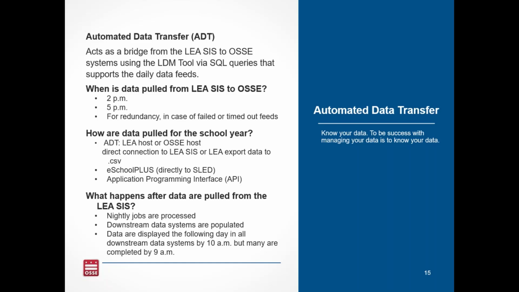We have a few options here. With ADT, the LEA can host their machine, or OSSE can host the machine, and we can do a direct connection to the SIS, or you as the LEA can set up a process where the data is exported to a CSV file, and we will pick up that CSV file and pull from there. If you use ESchool Plus as your student information system, since that is managed by OSSE, we would just do a direct connection. You don't have to do the LEA data mapping and all that stuff. We'll just pull your data from that system, and we're only pulling data related to the data collection templates. And the last one, we're offering this year an application programming interface to connect to the system as well.